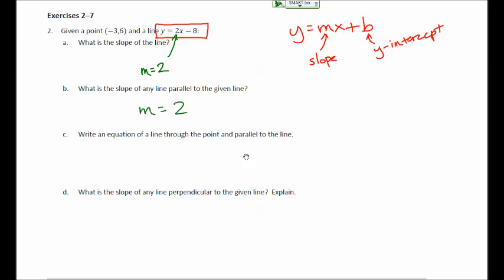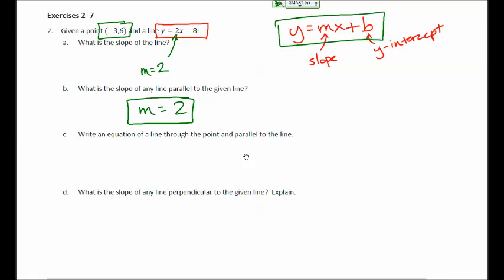Part C says write an equation of the line through the point and parallel to the line. Now this hits exactly what the standard is talking about: given a slope, a point, and an equation of a line, find the line parallel to it. I already have the slope that I want, and I have a point for it to go through. So I'm going to use the y equals mx plus b format and solve for my new y-intercept. I'm given y equals 2x plus b, but I don't know what b is yet for this point. It will not be -8, because this line does not go through that point.